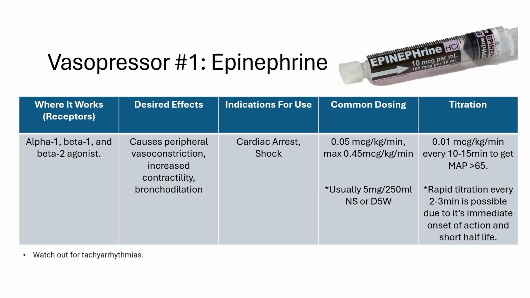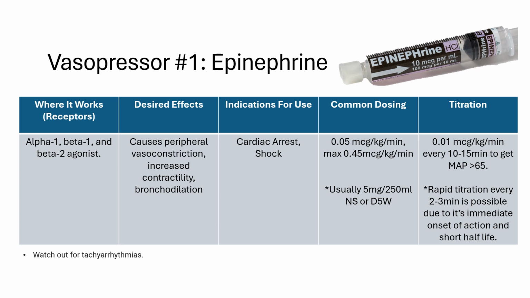When do we use this? Typically, we're going to use this in cardiac arrest. We're going to use it in shock. Most of the time, our epi is going to be 5 milligrams in 250 mLs of normal saline or D5W. And our common dosing for this is 0.05 micrograms per kilogram per minute. The maximum of this, though, for epi should be 0.45 micrograms per kilogram per minute. So if you're starting to max out epi, we should be thinking about another vasopressor.